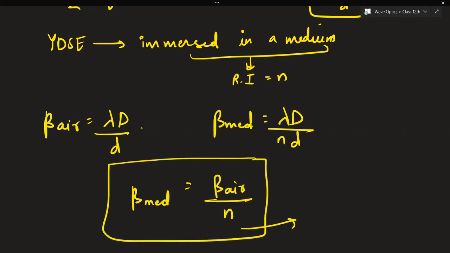Class, this can be asked to you in your conceptual questions. What happens to the fringe width when the medium is changed? So it decreases, because n will be in the denominator. However small or large it is, it is in the denominator, so it will decrease anyhow.